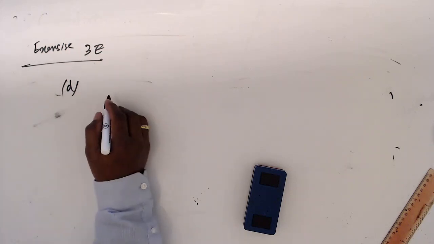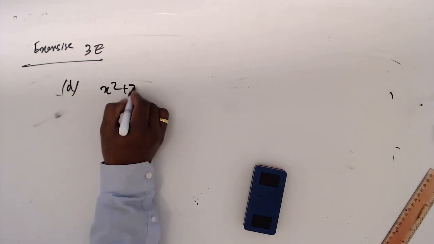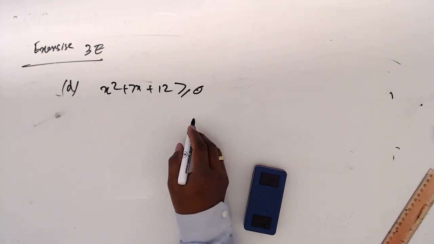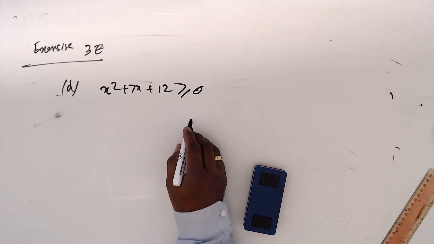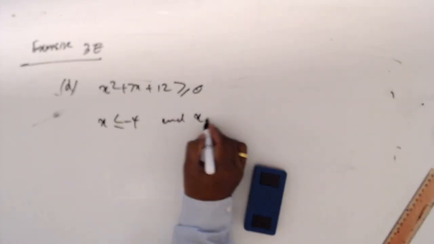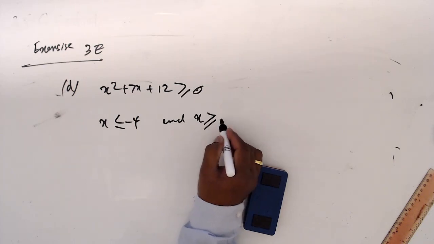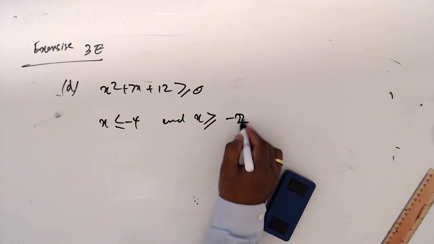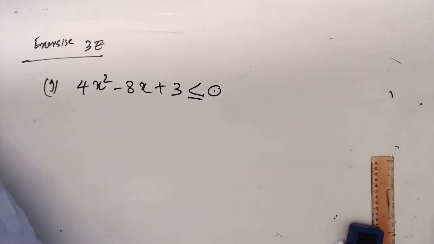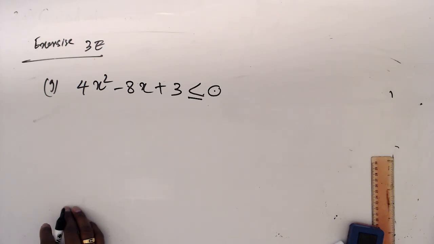Let me bring your attention to D. Actually, I didn't see that there's an equal sign. x square plus 7x plus 12 greater than or equal to 0. Then your answer should be x less than or equal to minus 4 and x greater than or equal to minus 3. Equal sign also should be there if there is an equal sign.